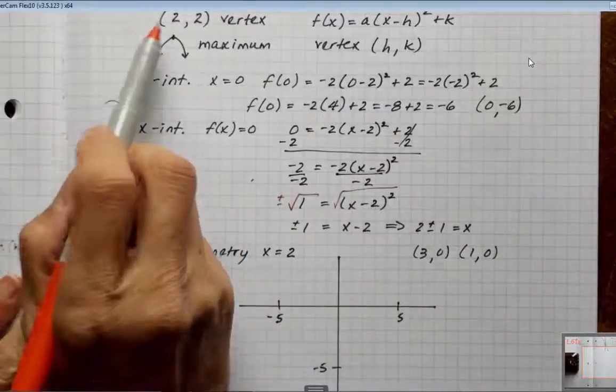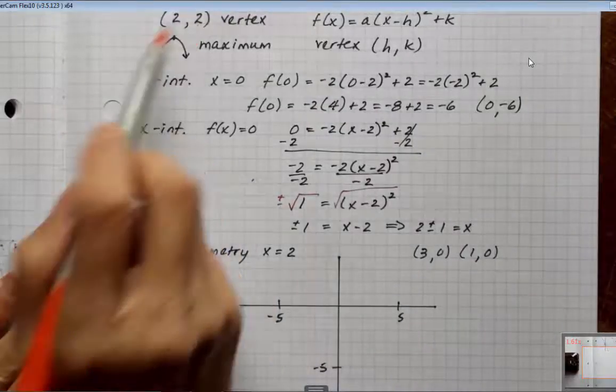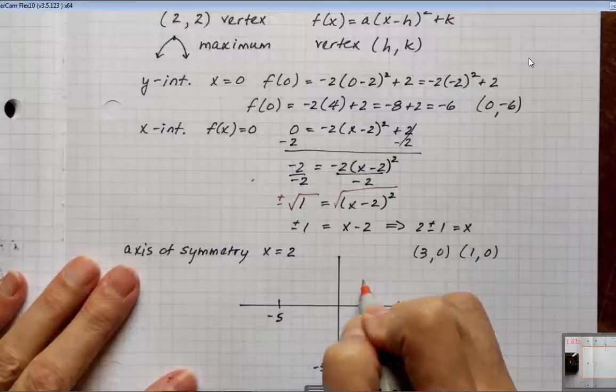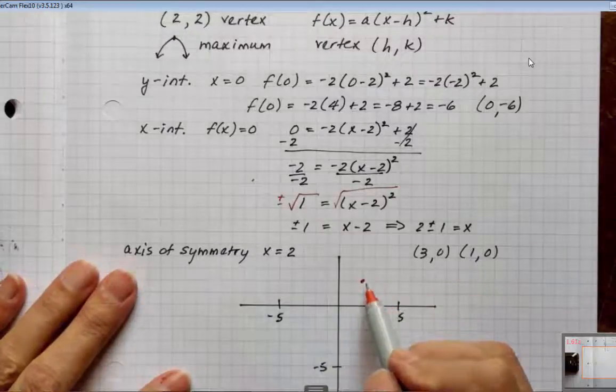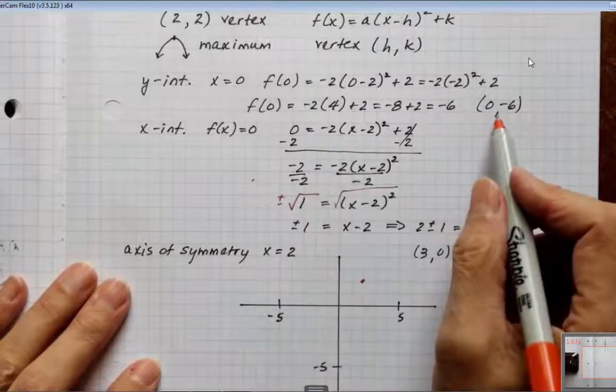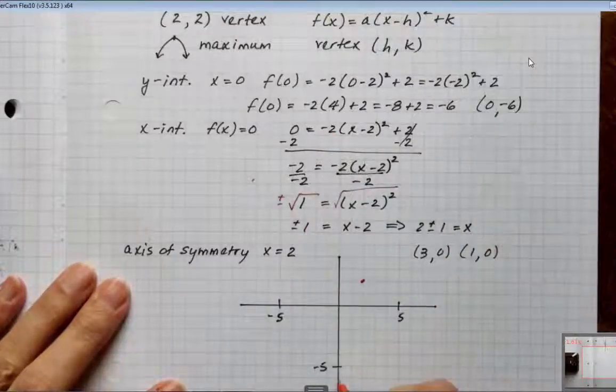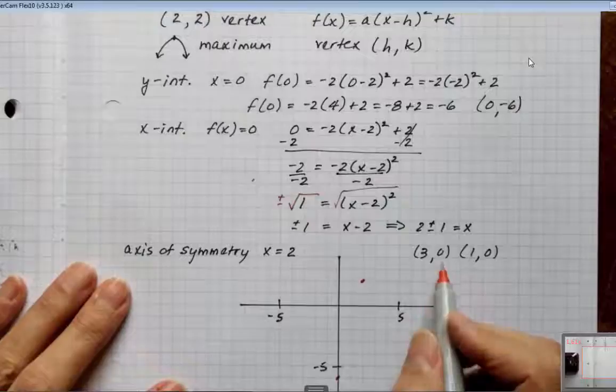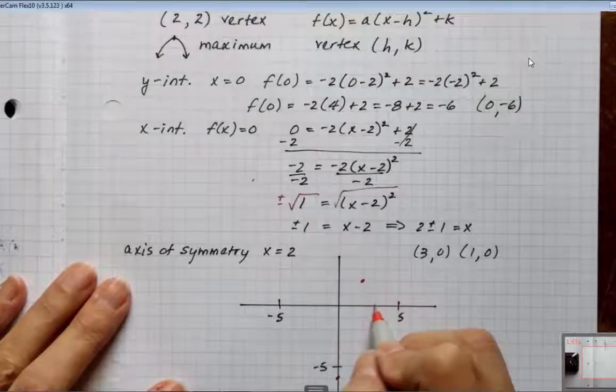My vertex is at 2, 2, so I'm going to graph that. That's the vertex, and remember that's going to be a maximum. And then I'm going to graph my y-intercept at 0, negative 6, and my x-intercepts are at 3, 0, and 1, 0.